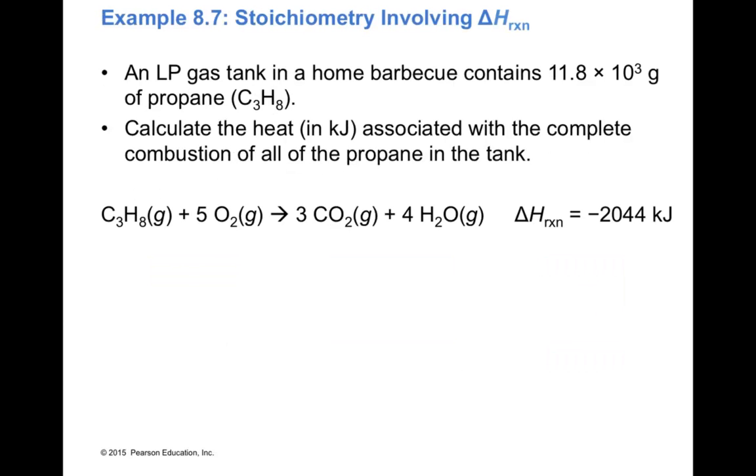So let's see the following example: stoichiometry involving the delta H. An LP gas tank in a home barbecue contains 11.8 times 10 to the third power grams of propane. Calculate the heat in kilojoules associated with the complete combustion of all the propane in the tank.